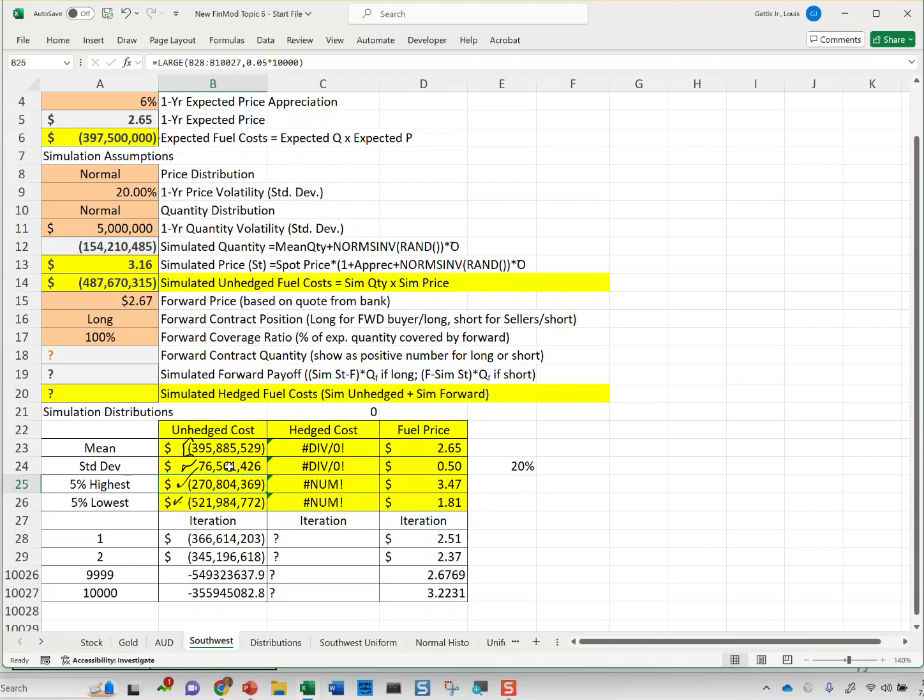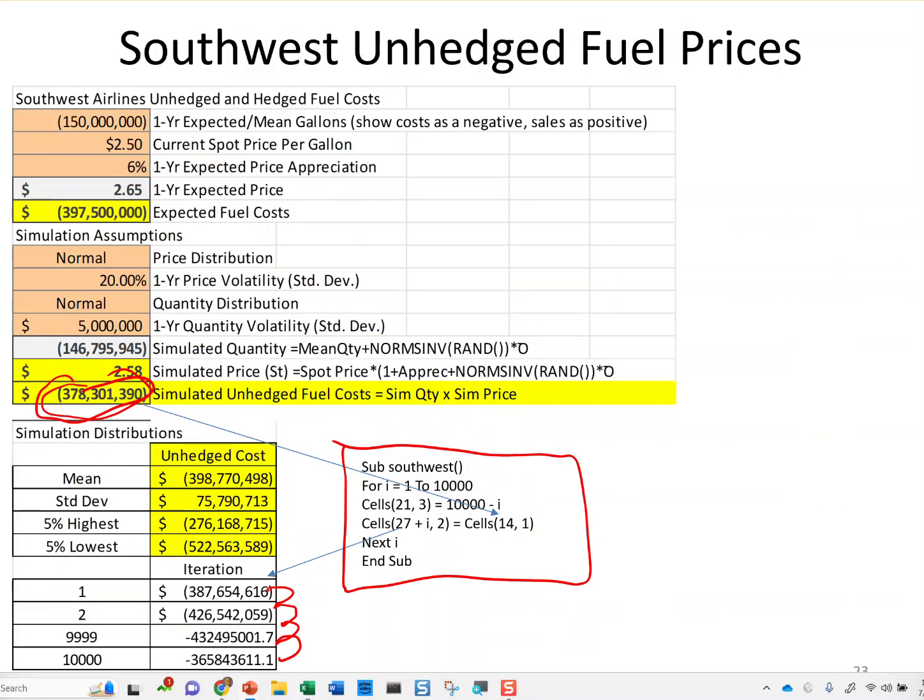What we can talk about when we talk about this range is that this is the 90% confidence interval. Since 5% of the time you'll pay 520 or more, and 5% of the time you'll pay 270 or less, you can say you're 90% confident that the cost will be between 270 and $522 million. So now we're going to move on to estimating the hedged cost.